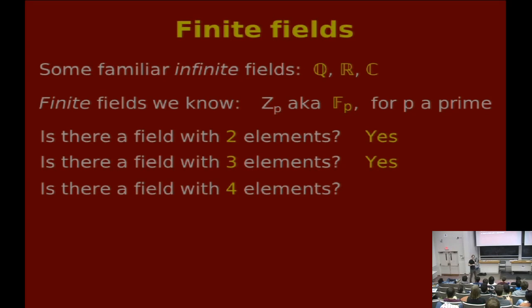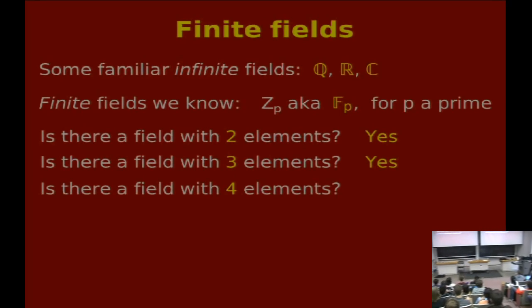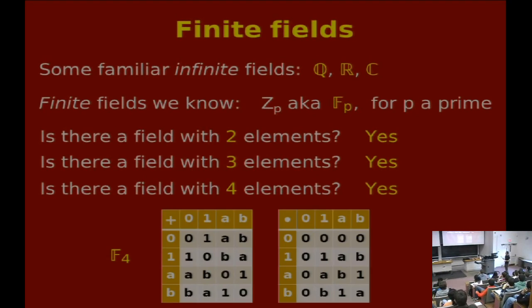Some sophisticated people are saying yes, and they are correct. There is a field with 4 elements. I will not tell you what it is, but for now I will tell you this interesting fact that it exists. In fact, you can go home and verify that if you call your 4 elements 0, 1, a, and b, and this is your law for addition and this is your law for multiplication, you can verify, and it's quite laborious, that all of the laws of fields from the previous slides hold. So you can entertain yourself later by checking that. But this is a fact I'll tell you.